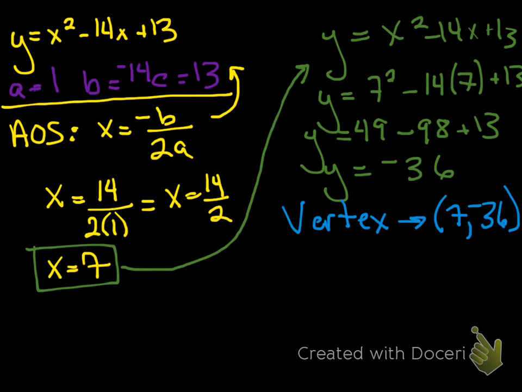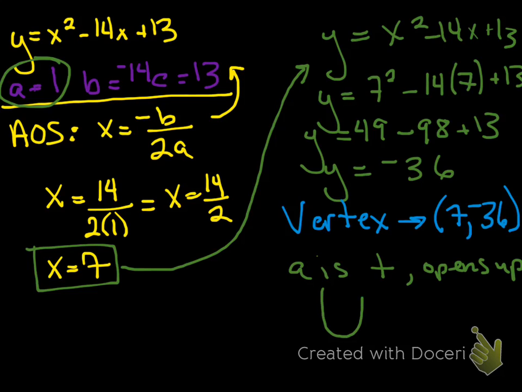All right, so now we want to know min or max. So remember, you look at your A. Okay, so A is positive, so it opens up. So that means it's going to look like this. So if it opens up, it has a minimum.